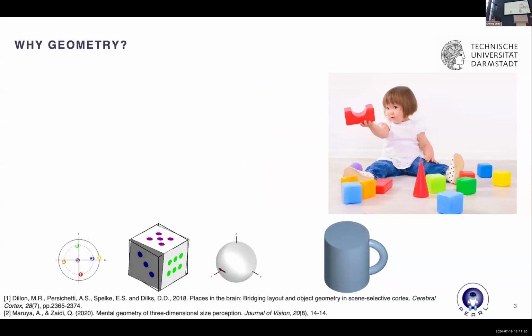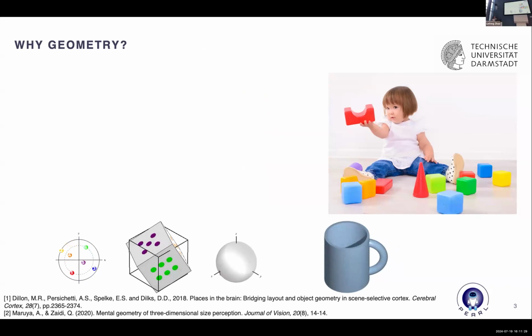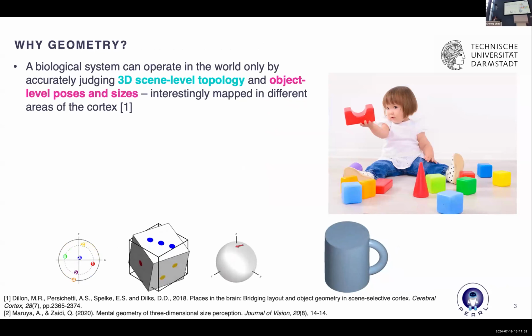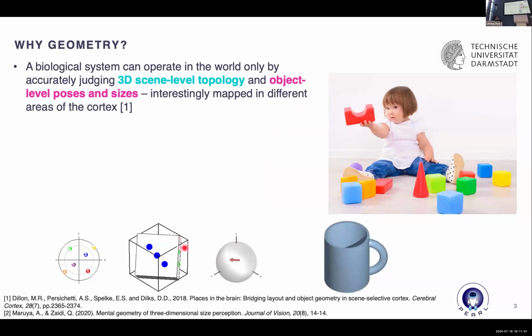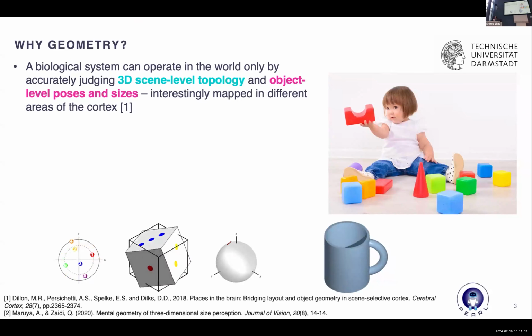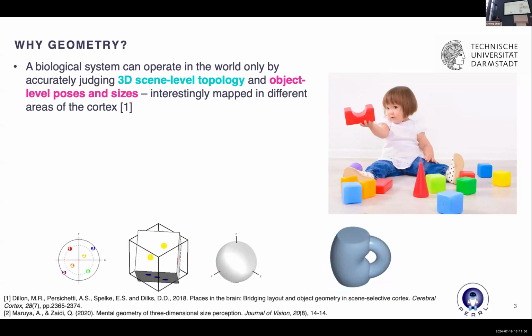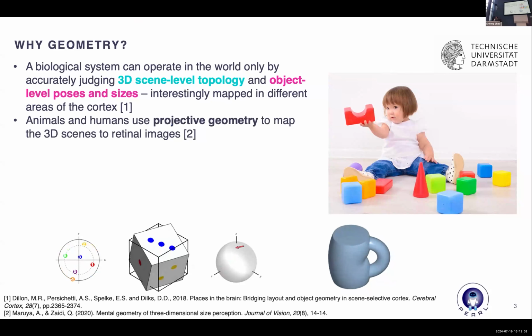Now, the question is why geometry, why structure? I think already we have seen some very impressive results in different scenarios. But again, if we take inspiration from humans, and also general biological systems, we would see that there are many references also coming from cognitive science, where they show us that biological systems can only interact with the world when judging accurately the 3D scene level topology, but also object level poses and sizes, which are interestingly mapped in different areas in our brains, in the cortex.